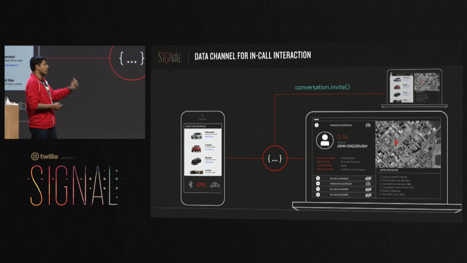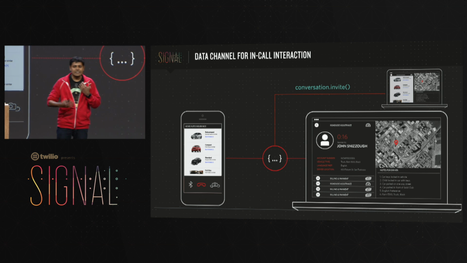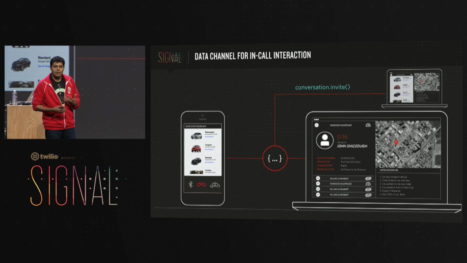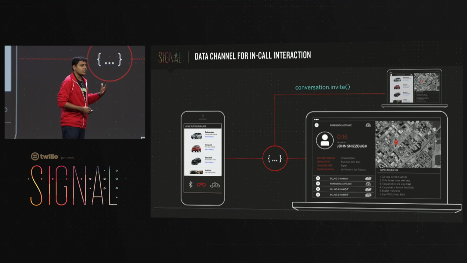Now, all this is happening over the data channel. And Al can now make a selection. He can even digitally sign for all the claim papers. And within a couple of minutes, Al is ready and good to go. This is a far better customer experience.